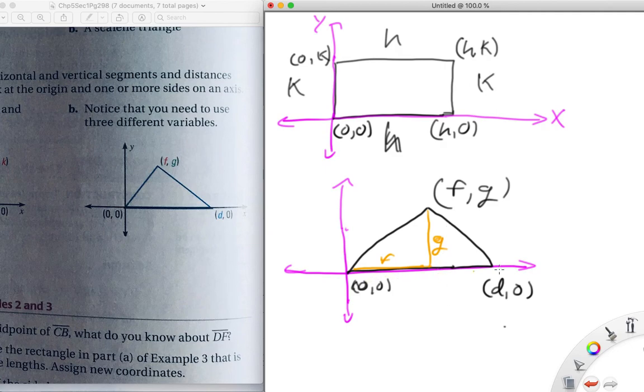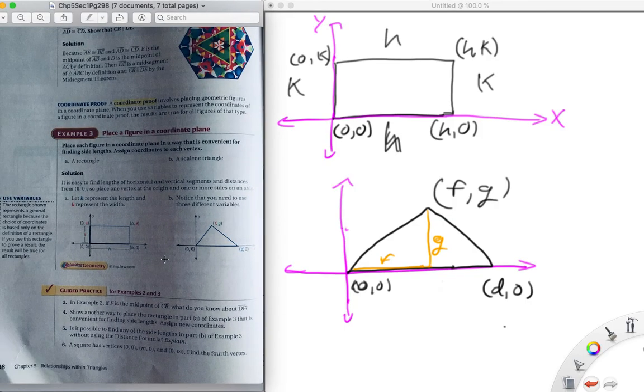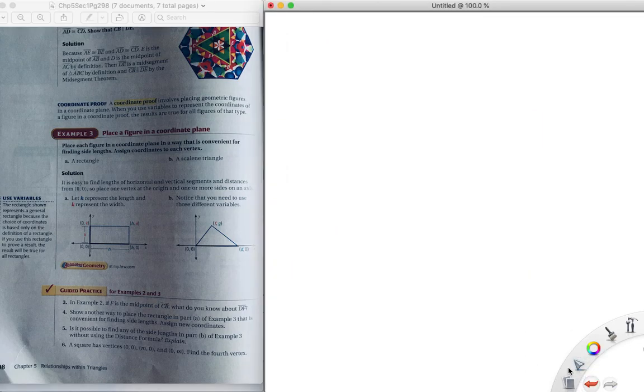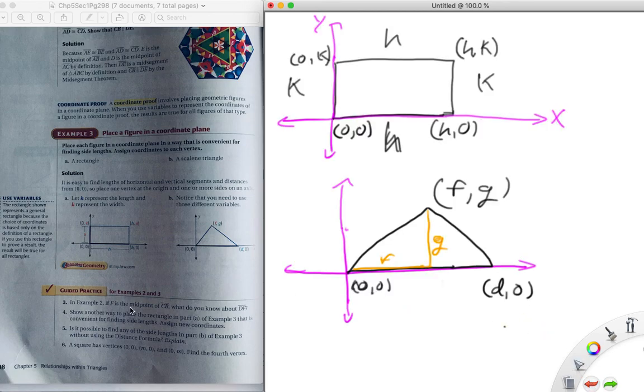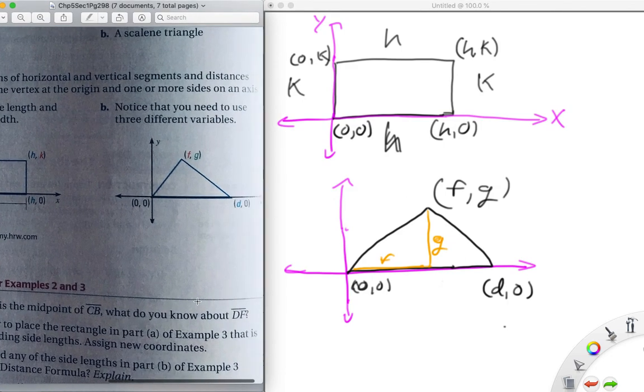Okay. This one went a distance of d, and since there's 3 sides, we have 3 points. We're going to use this way of setting up our coordinates to prove things in coordinate proofs. Namely, we're going to be proving the midsegment. It says in example 2, I guess I'll go back, it says in example 2, F is the midpoint of CB. What do you know about DF?